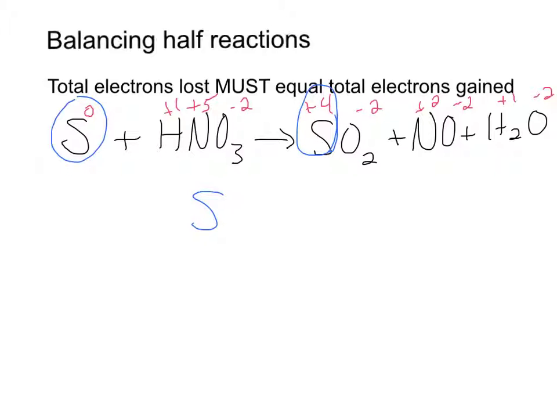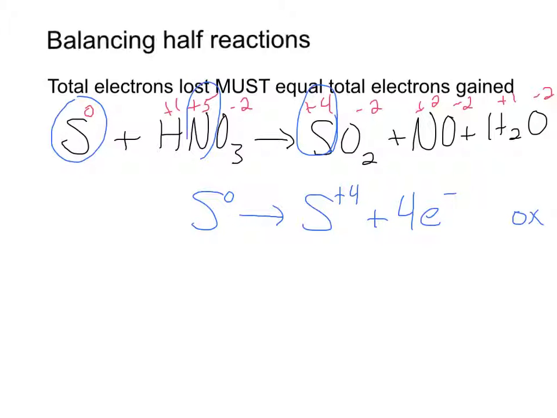So I'm going to write that half reaction. S0 yields S plus 4. That's a difference of 4 electrons, and those 4 electrons have to go on the product side, which means this is oxidation. And then hydrogen's +1 everywhere, oxygen's -2 everywhere.